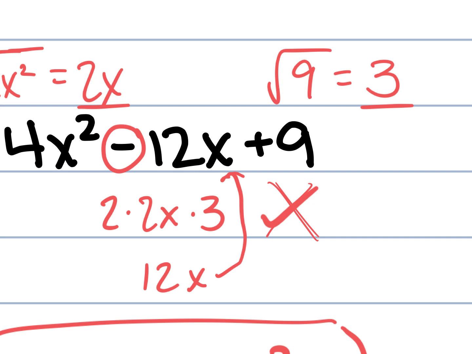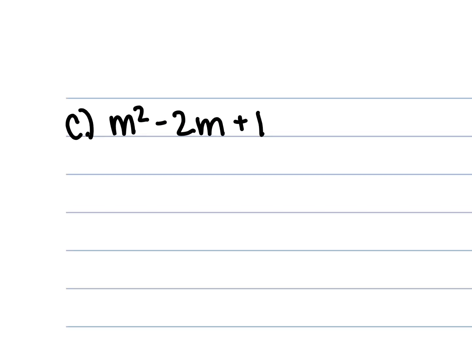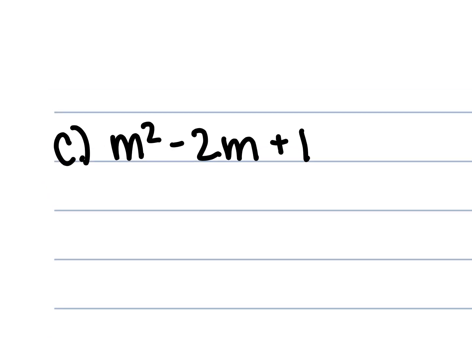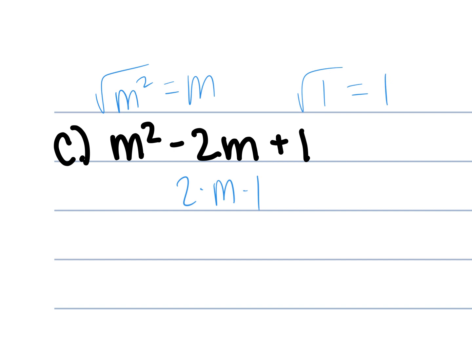Let's try another one. Letter C. What do I check first? Is it a binomial? No, it's a trinomial. What do I do after that? Square root of m squared. What's the square root of m squared? M. What's the square root of 1? 1. What do I check the middle term with? 2 times m times 1.